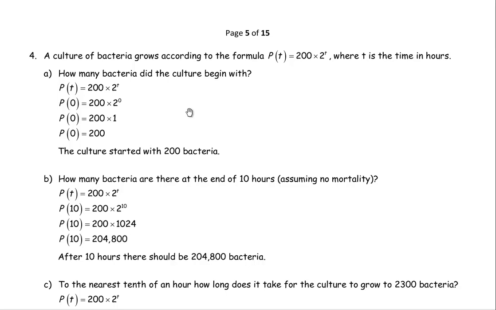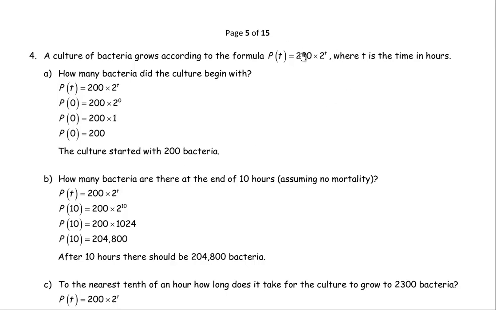Flipping over to question number 4 on the next page. A culture of bacteria grows according to the formula P of t, where P stands for population after t hours, equals 200 times 2 to the power of t. In A, you're asked how many bacteria the culture begins with. At the beginning, the time would be 0, so we put 0 in place of time. So we evaluate 200 times 2 to the power of 0. Now, 2 to the power of 0 is 1, and 200 times 1 is just 200. So we started out with 200 bacteria.